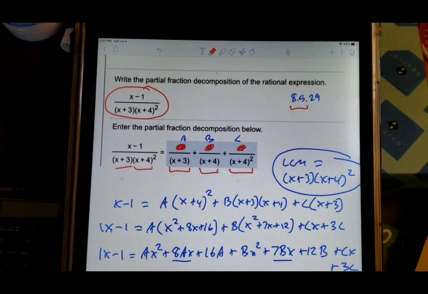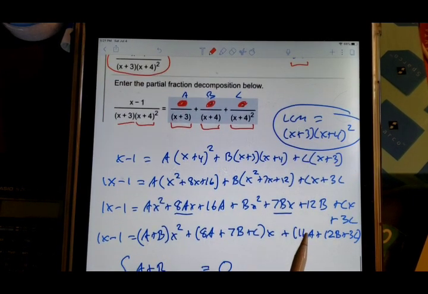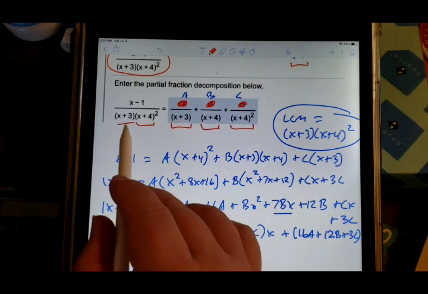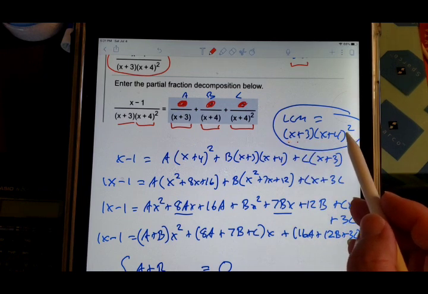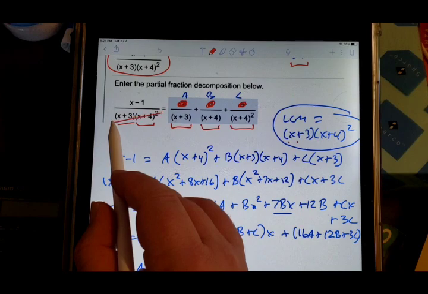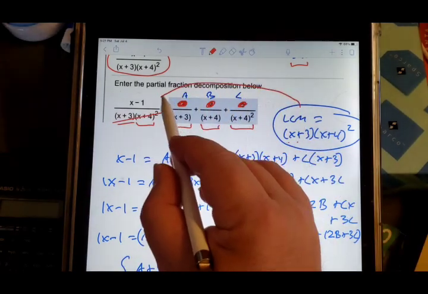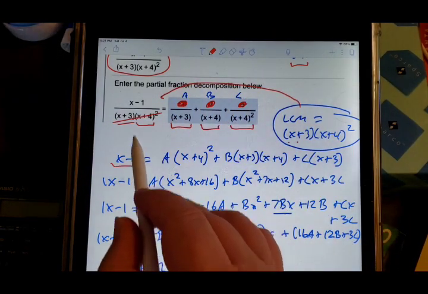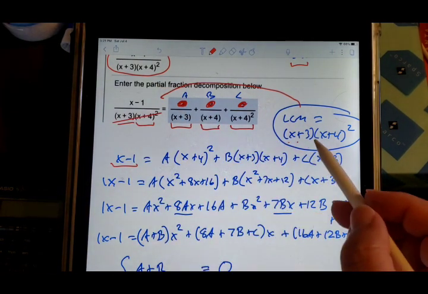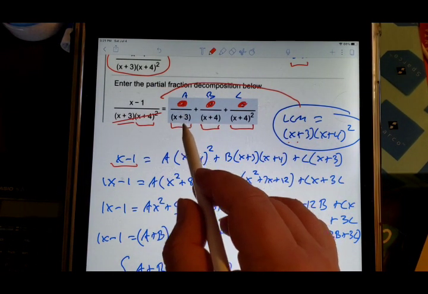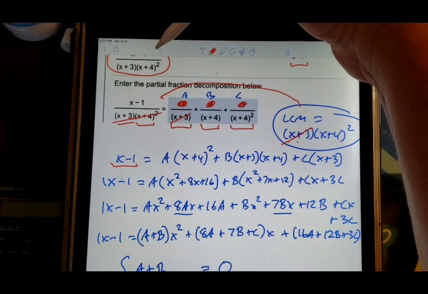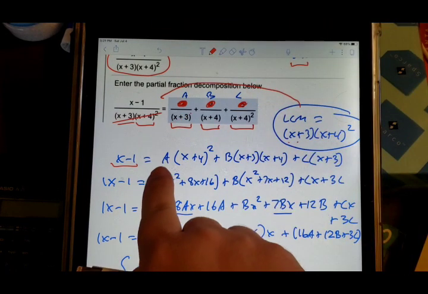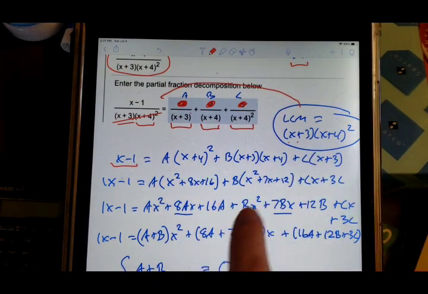All right. LCM, not a surprise. It is just the denominator. Because I want to clear the denominator, I'm going to multiply by x plus 3, x plus 4 squared. That's going to cancel all of this if I multiply it by that. So I'm just going to get x minus 1. For this term, the x plus 3 is going to cancel, but only the x plus 3. And that's going to give me A times x plus 4 squared.